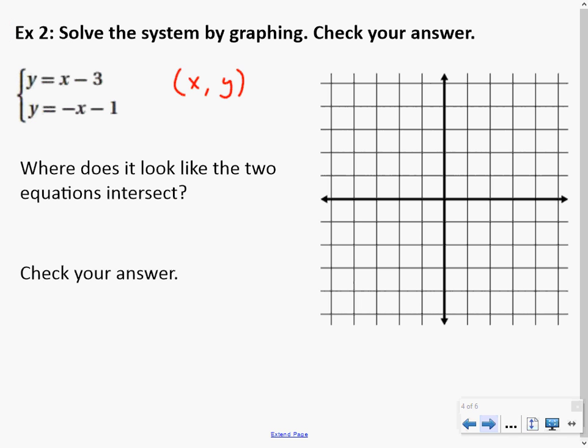Okay, I'm going to do the first one in blue. So we're going to do our y-intercept at -3. It has a slope of 1, so you can do 1 over 1. So we're going to plot our points. We're going to connect our points together, put arrows on the end.